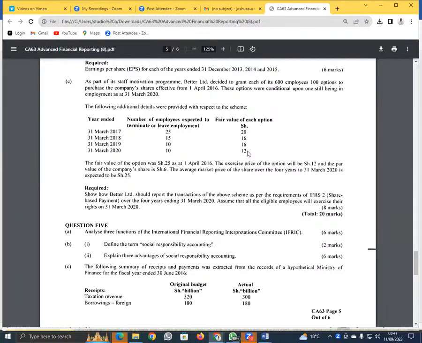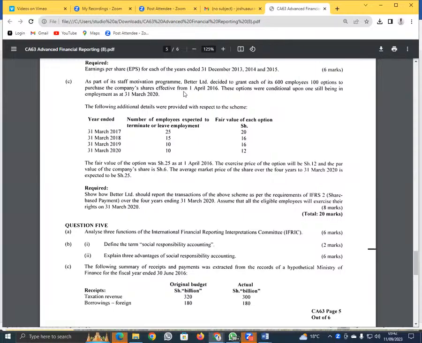So what is it that these guys are promised? We are told as part of its staff motivation program, Better Limited decided to grant each of its 600 employees 100 options to purchase the company's shares. So we are giving them options, what we call equity instruments. And if that is the case, for purposes of valuation, I'll only look for the fair value as at the date when I was granting them these options. And you can see they were granted on 1st April 2016. This is the grant date.